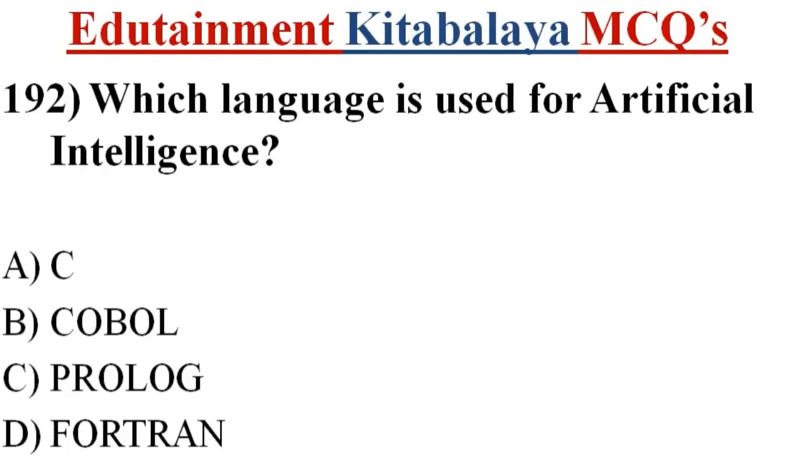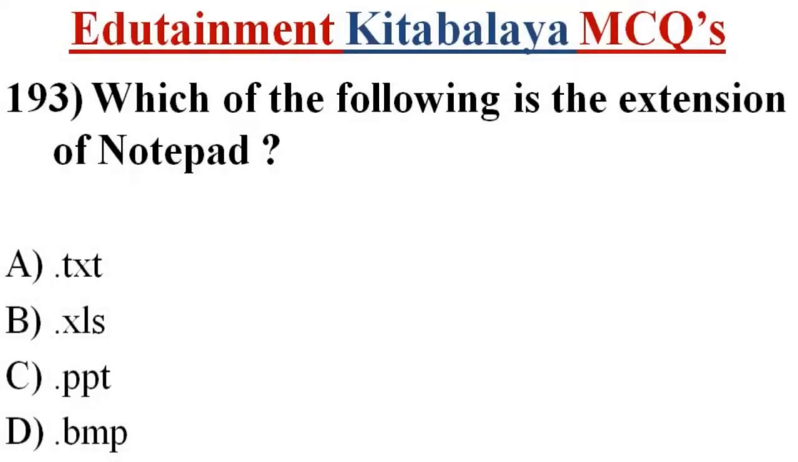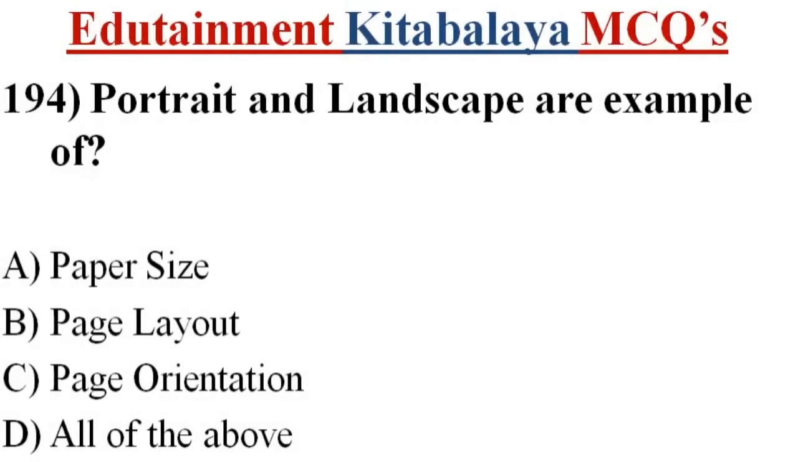Question number 192. Which language is used for artificial intelligence? A. C. B. COBOL. C. Prolog. D. Fortran. Correct answer is C. Prolog. Question number 193. Which of the following is the extension of Notepad? A. Text. B. XLS. C. PPT. D. VMP. Correct answer is A. Text.